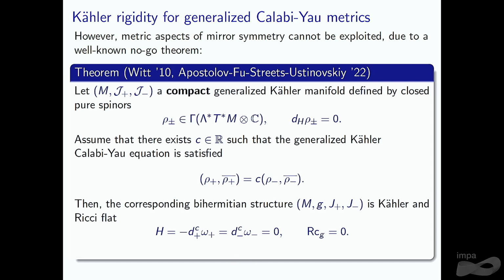Okay, so what this says is that if you start with a compact generalized Kähler manifold, defined by a pair of closed pure spinors in the tangent plus the cotangent bundle, and assume that there exists this notion of Calabi-Yau, which means that the norm given by the Mukai pairing of one of the spinors is a constant times the norm of the other one, then the corresponding Hermitian structures are Kähler and Ricci flat. Let me not go into details of this because I'm not going to use it, but the analog of a metric with holonomy contained in SU(n) is too restrictive, at least for our purposes, which is to extend this picture to non-Kähler geometry.